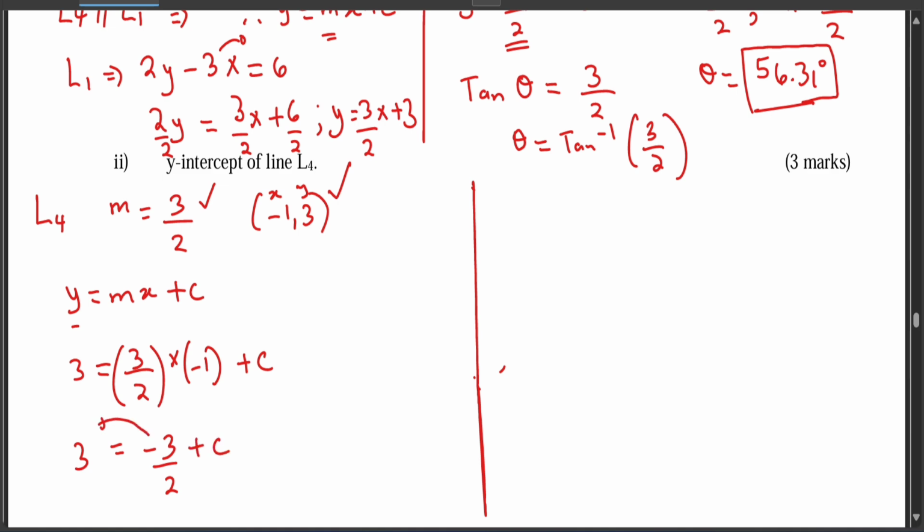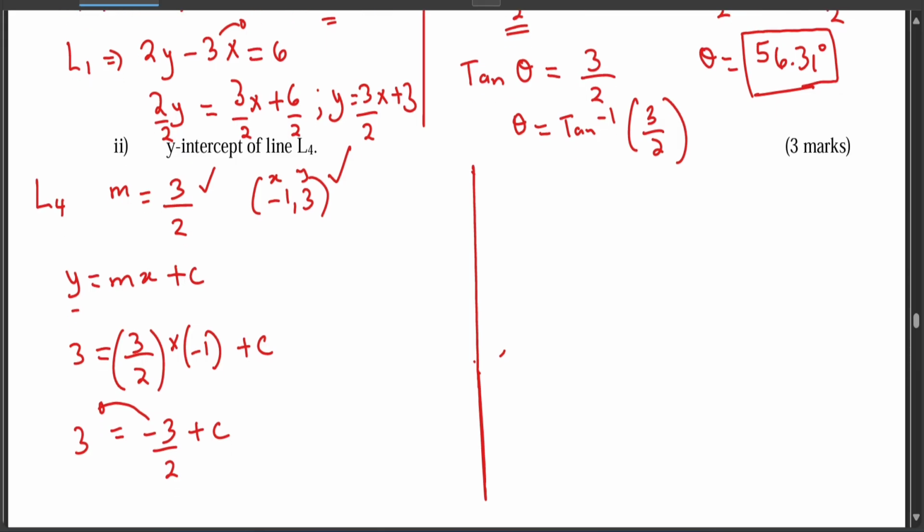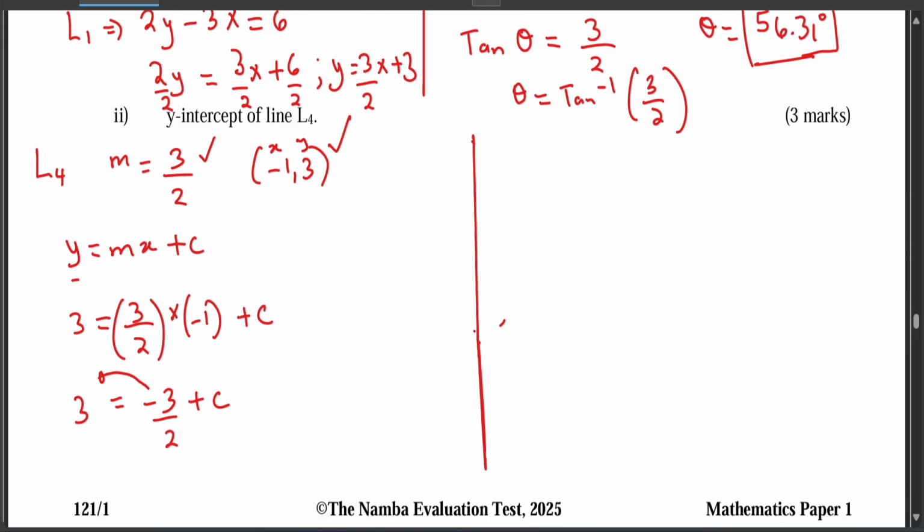So -3/2, take it to the other side. So it will be like this: c will be 3 plus 3/2. Your c is therefore 4.5. 3 plus 3/2 is 4.5.